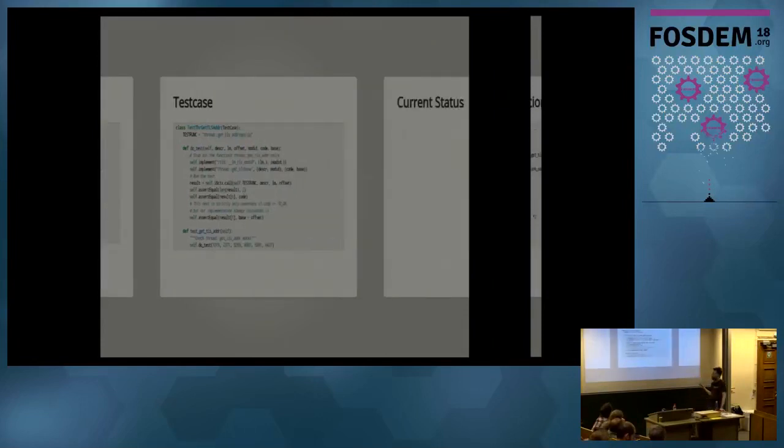Let's have a quick look. This is a test case for one of the functions. The way I've been doing the test cases is this implement thing, which stubs out all the functions that it's going to use, then it calls the function and checks that the result is as it should be.